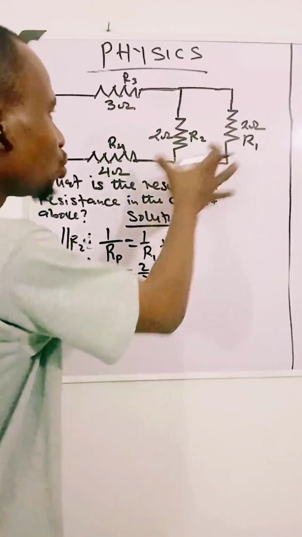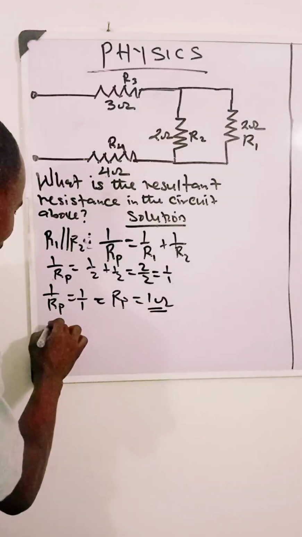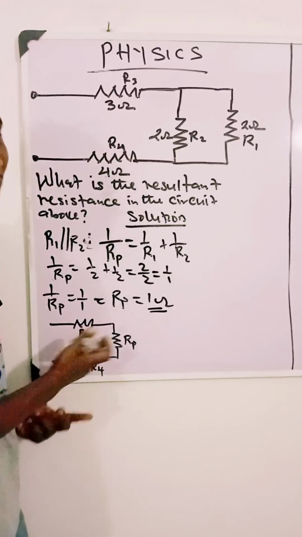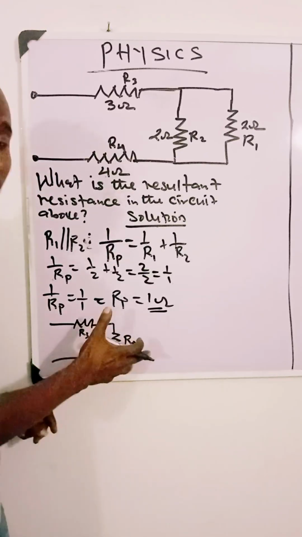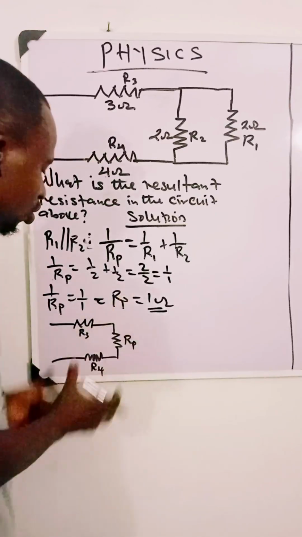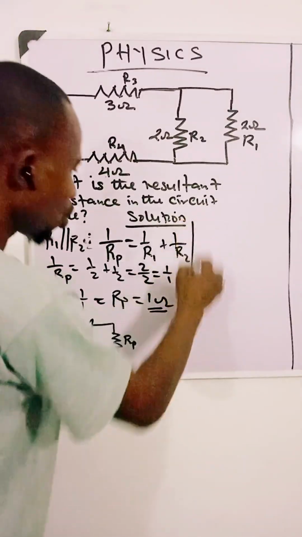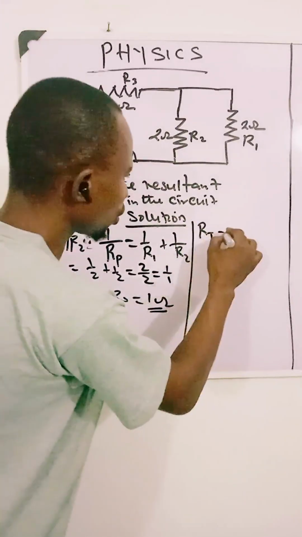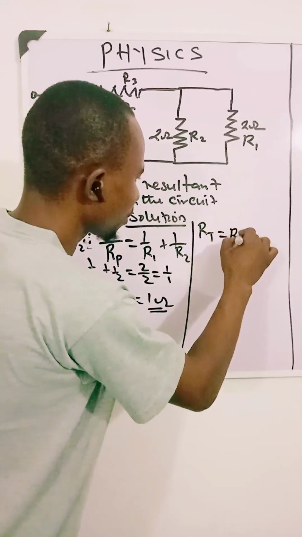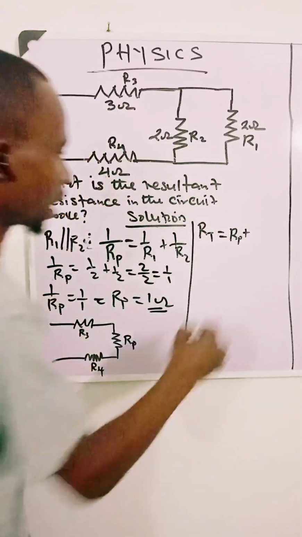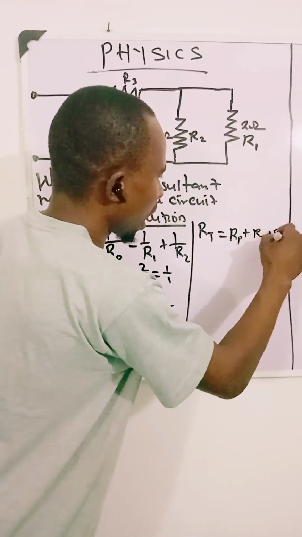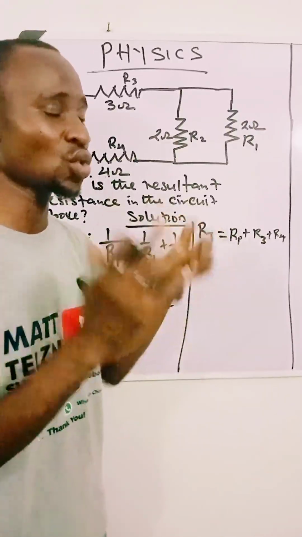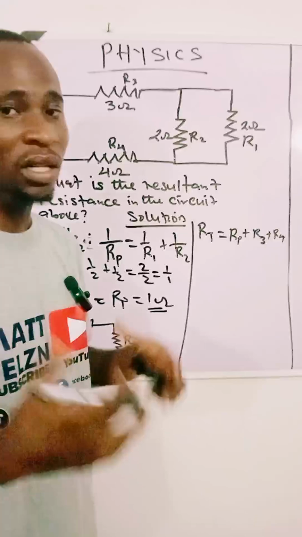So my circuit is going to be like this. Let me just redraw it in a very simple way. Now, you notice that in my new circuit, everything is in series. So I'm going to apply the principle of resistance in series to find the total resistance now. My R total, which is in series, is going to be Rp plus R3 plus R4. This is the principle of resistance in series. It is just the summation of the individual resistances, right?